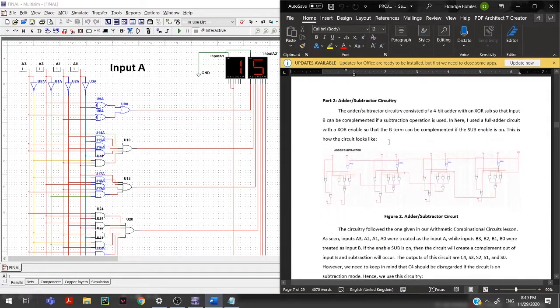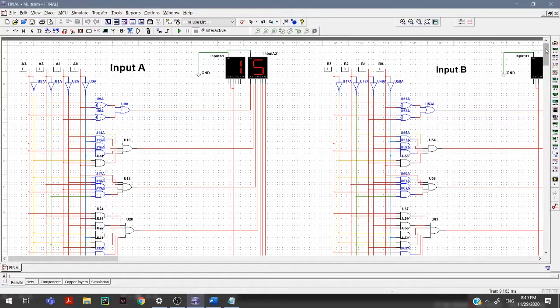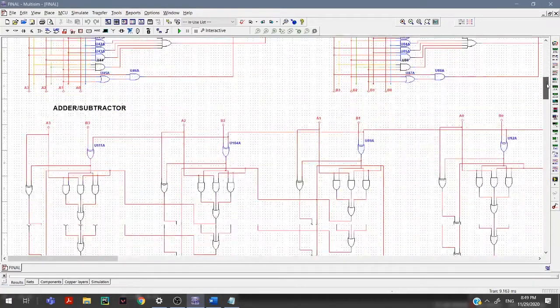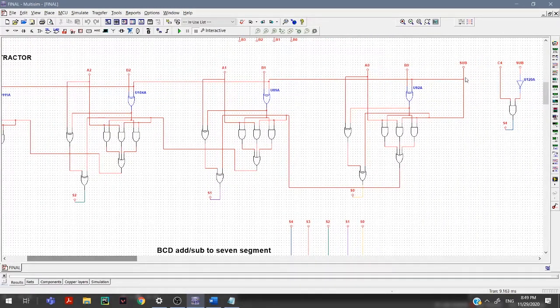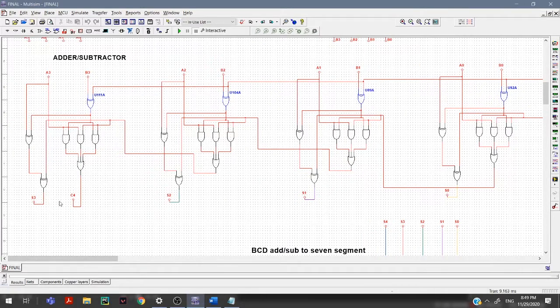The second part is the adder-subtractor circuit. In this circuit, we need to be able to add and subtract the 4-bit input A with the 4-bit input B. So of course, we will look at our adder-subtractor circuit. This is our adder-subtractor circuit in which we have inputs A and B. And this is our sub input. This will serve as the indicator of whether we need to complement B so that a subtraction will be performed. And of course, we have outputs C4, S3, S2, S1, and S0.